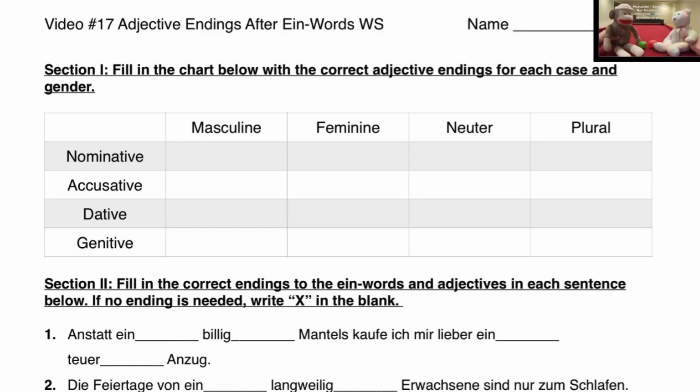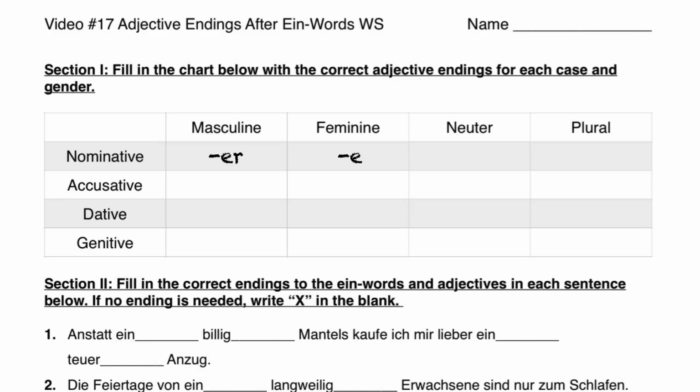First things first, we have to figure out what they take for each of the different cases and genders, and whether they are plural or singular and all of that mess. So, first thing on here is nominative case. We have er after an ein-word, so it would be things like ein kleiner Matrose, which is a song that I plan on doing here in a few weeks. Eine kleine Frau, a small woman. Ein kleines Mädchen. Or keine kleinen Kinder.